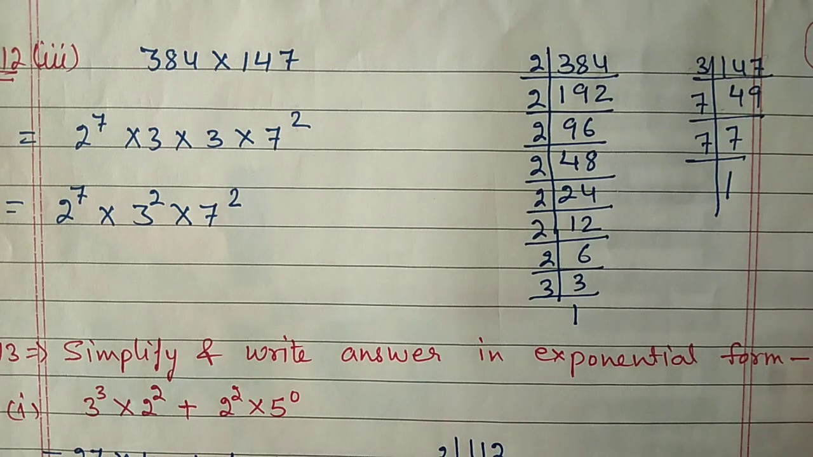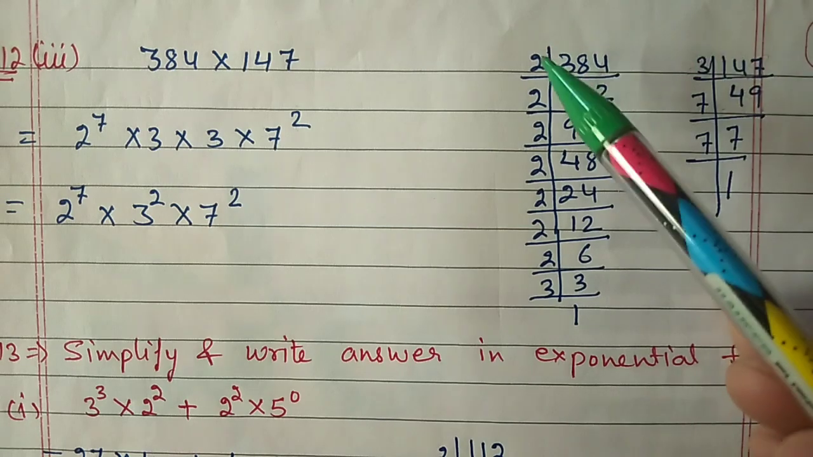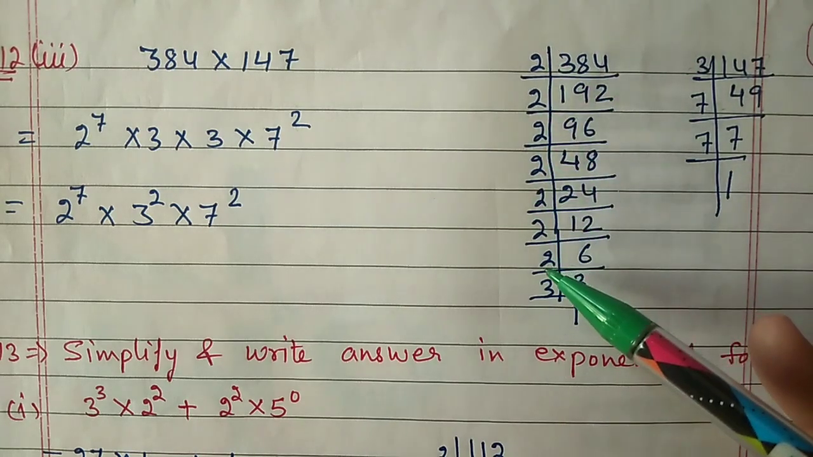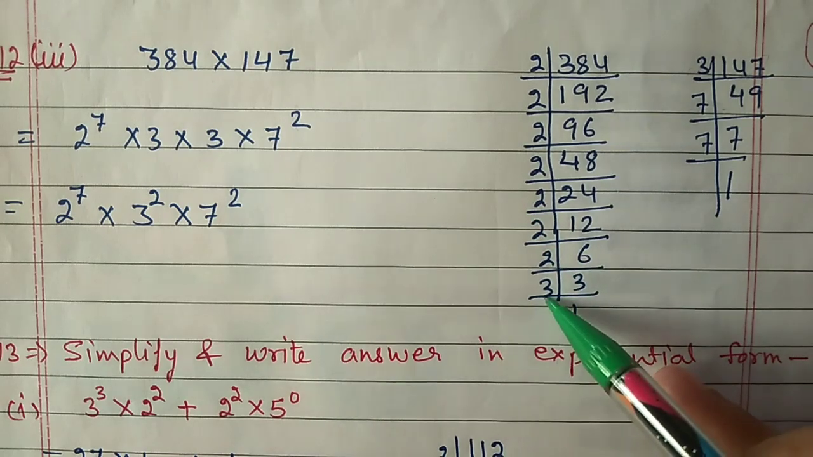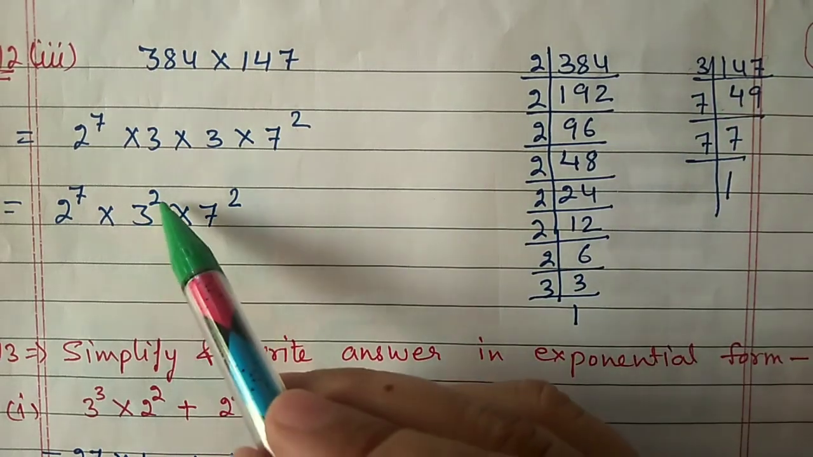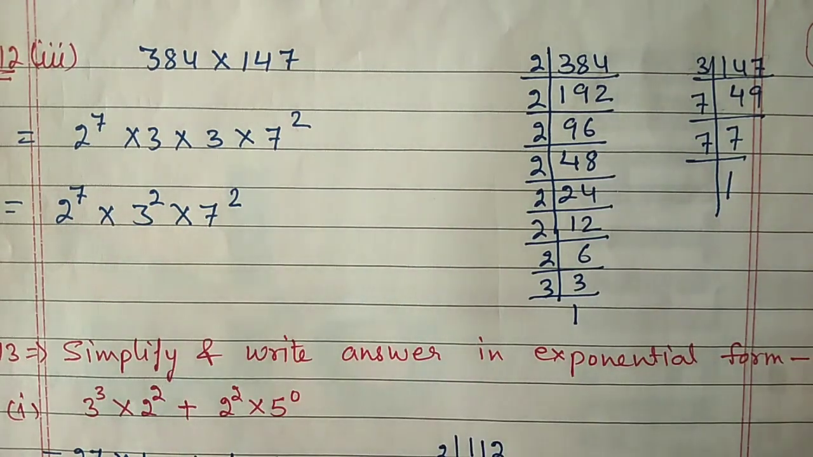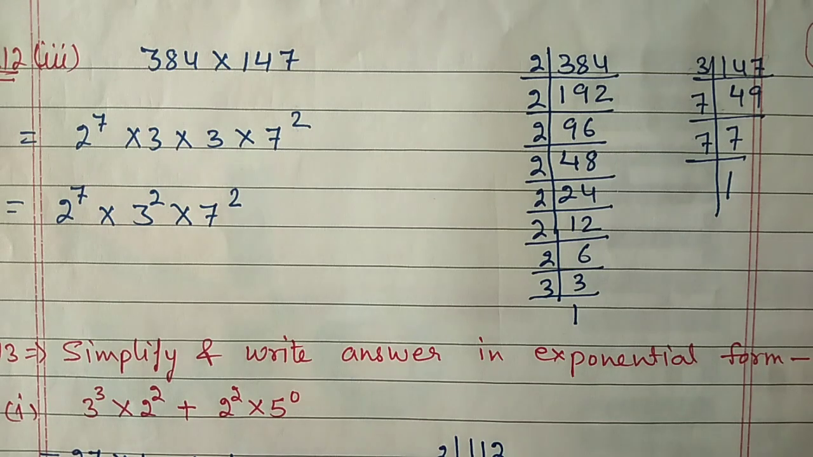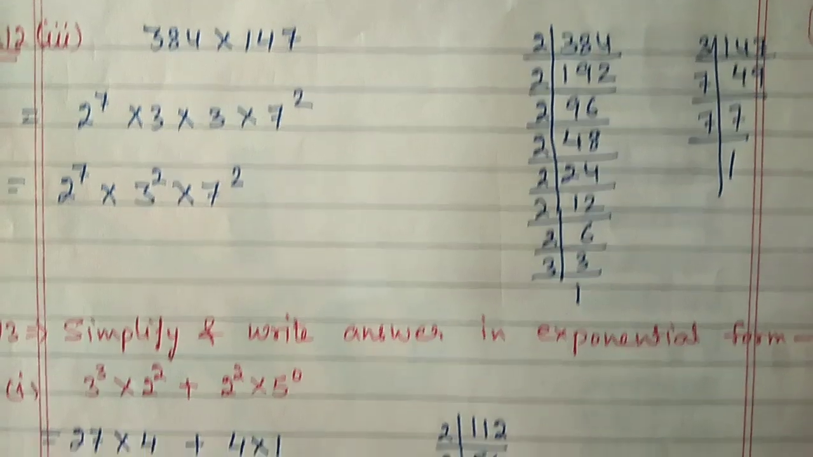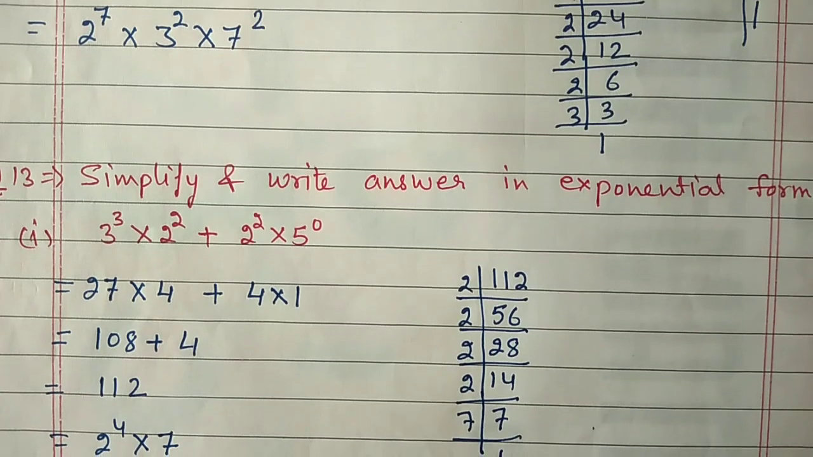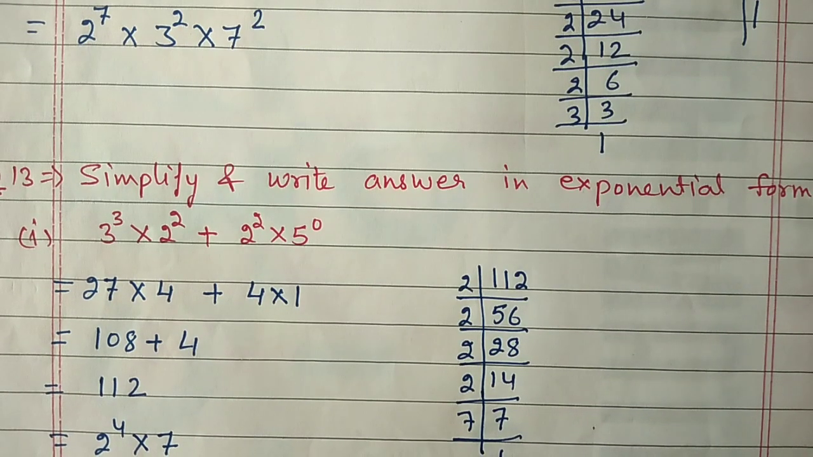You can use the divisibility rules, which you have learned in 5th standard, to check which number a number is divisible by. So here we are getting 2 seven times, 3 one time, and 7 two times. So our answer is 2 to the power 7 multiplied by 3 multiplied by 7 to the power 2. Question number 13. Simplify and write the answer in exponential form. So first we have to simplify, and then again our answer we have to write in exponential form.